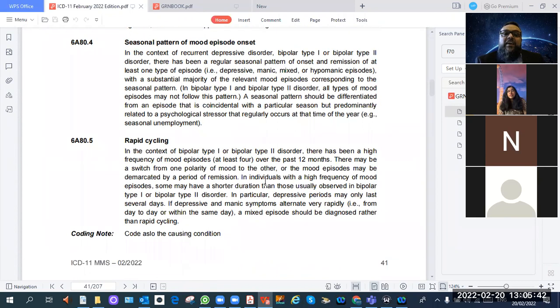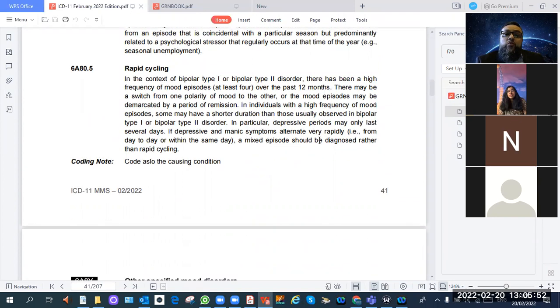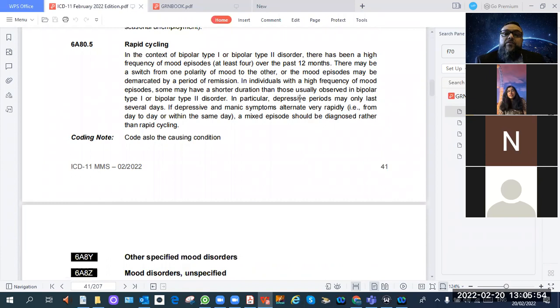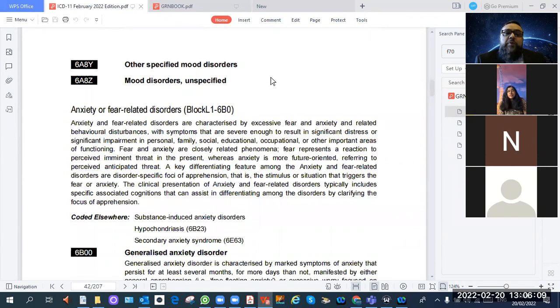Rapid cycling, again, it is something in bipolar 1 and bipolar 2. So there's a high frequency of mood disorders. So usually it was said in the ICD-10 4 or more, and I think it should be the same here as well. And then mood disorder unspecified.